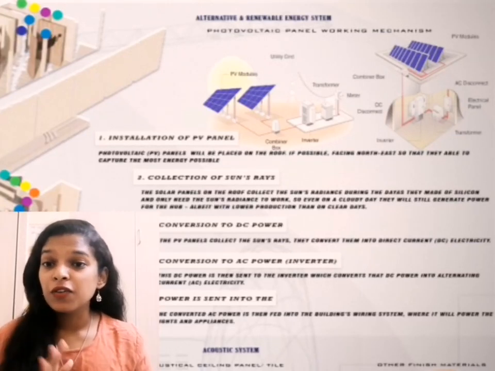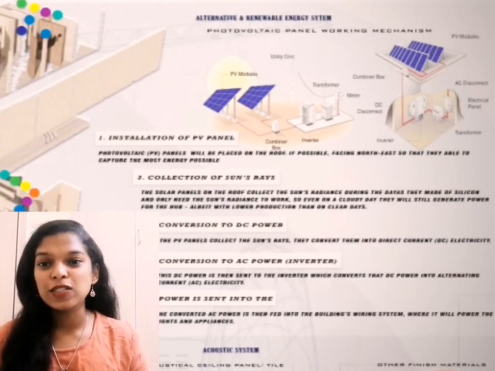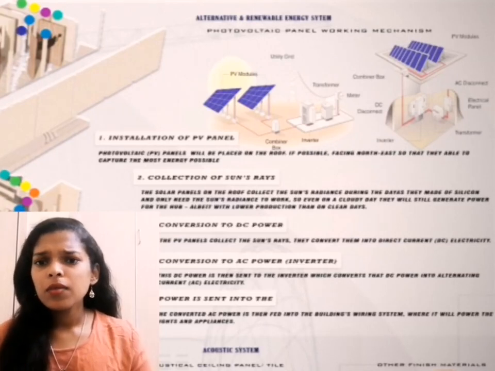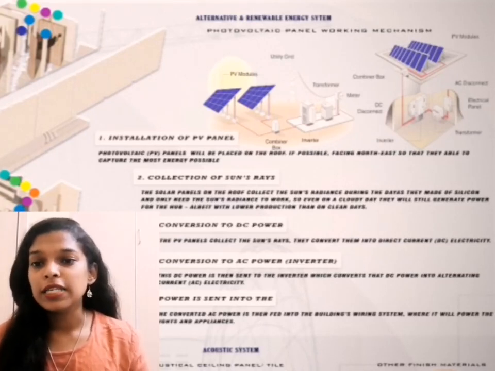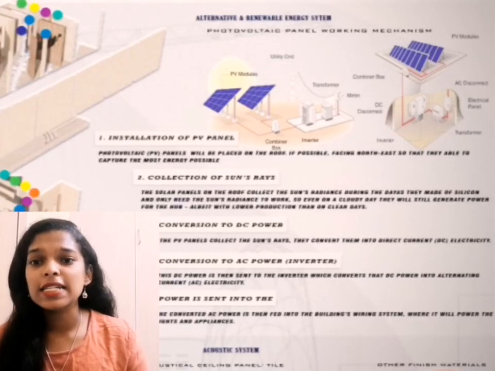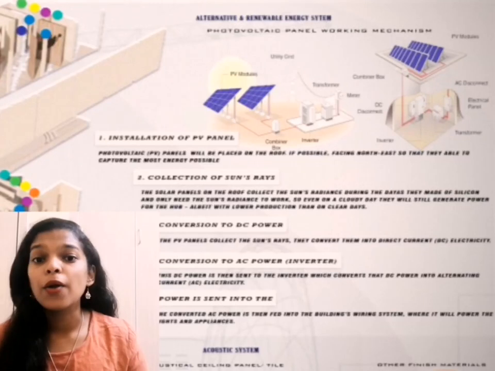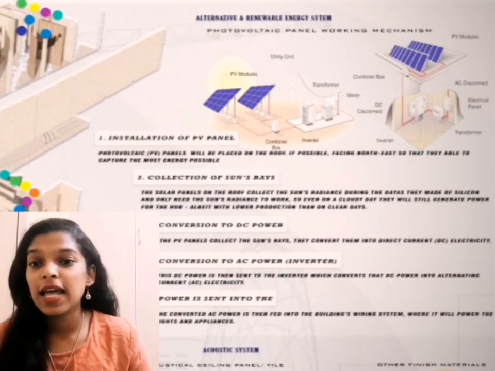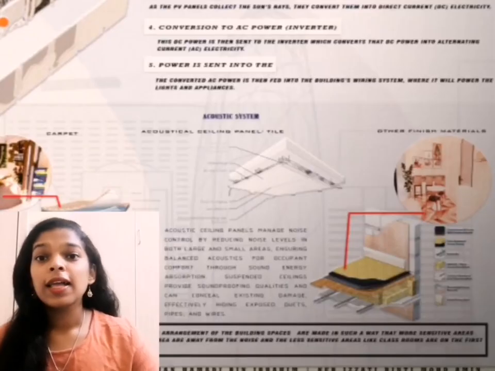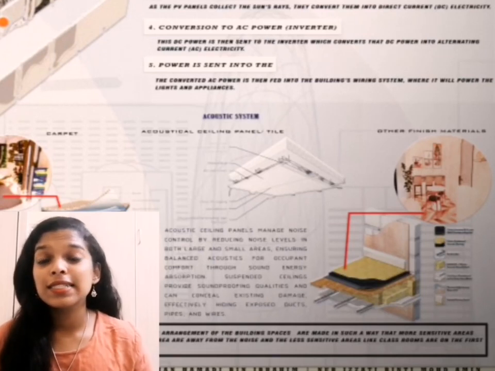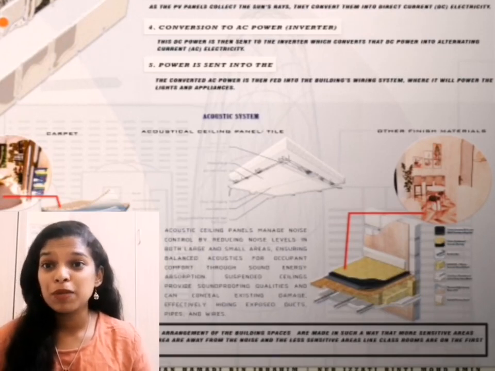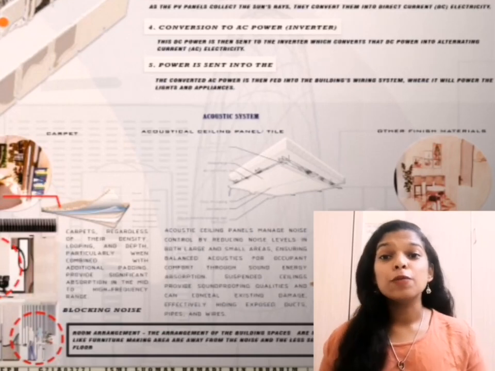electricity. The fifth, the last, will be the power is sent to the interior, to the community hub, which is the converter. AC power is then fed into the building's wiring system, where it will power the lights and the appliances. The next we will look into the acoustic system that we have implemented. The first will be carpet.